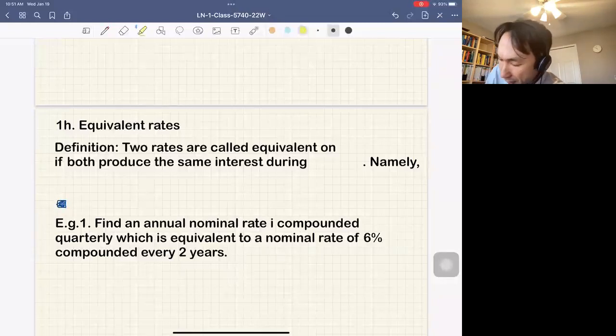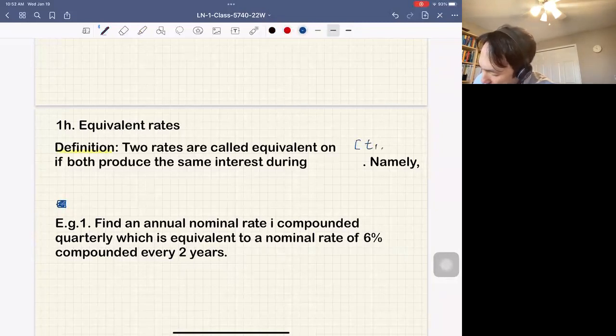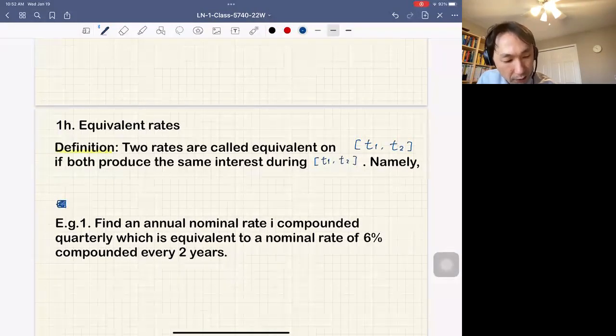So in general, we define the equivalent rates in this way. Two rates are called equivalent on the interval T1 to T2 if both produce the same interest during the period. We don't care what's happening between T1 and T2, just that we compare the amount at T2 and T1, and if we get the same interest, then we say those are equivalent on T1 to T2.